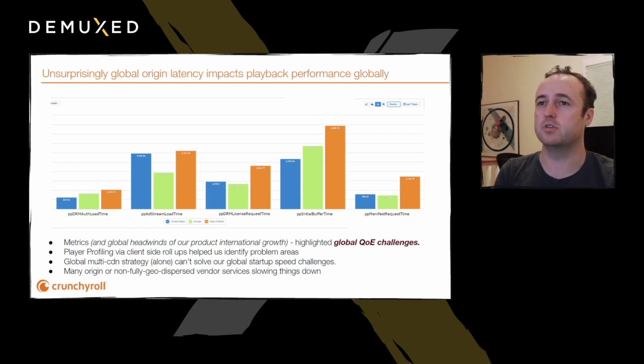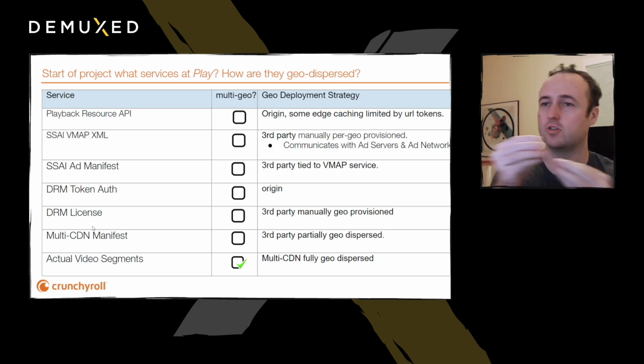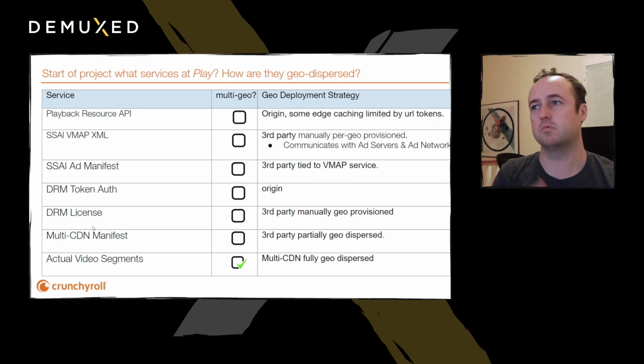Certainly we had already employed a multi-CDN strategy, so the segments were on edge, but the other pieces not so much. To summarize: resource APIs on origin, and our VMAP SSAI XML was being hosted through a third party and manually geo-provisioned in different regions, which gave us decent coverage, but not as fully localized as our global audience was. When you do a VMAP XML, SSAI needs to associate itself with a video sequence that also was similarly geo-dispersed. DRM token auth was taking place largely on origin, and then a few more. And then our multi-CDN service was also partially geo-dispersed, and again, was running into different performance challenges relative to global reach. And then, of course, our actual video segments that I mentioned earlier were part of a global multi-CDN strategy, and hence already fully globally dispersed.